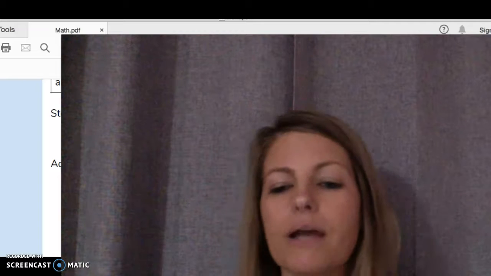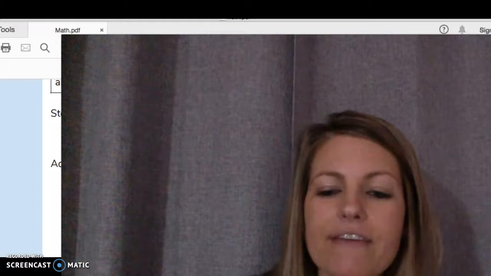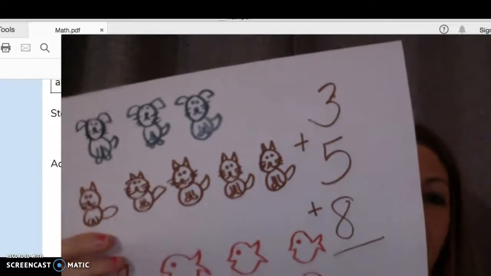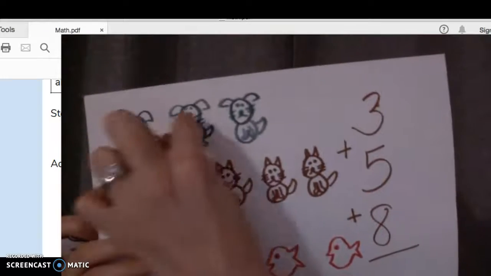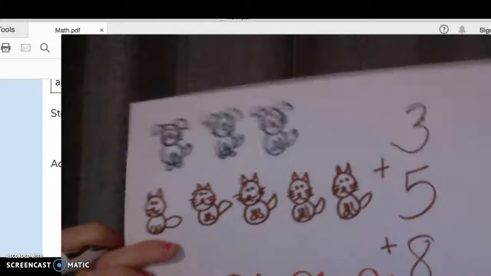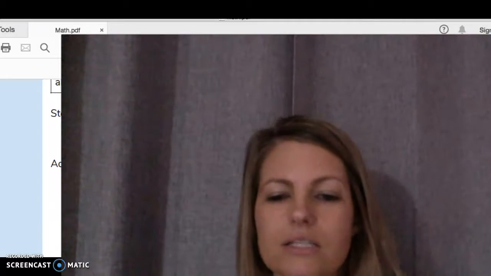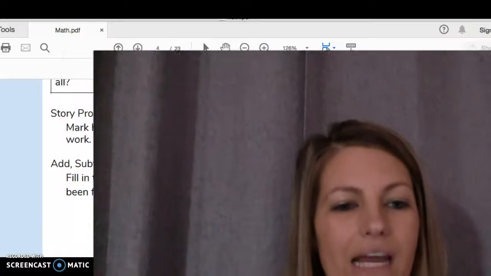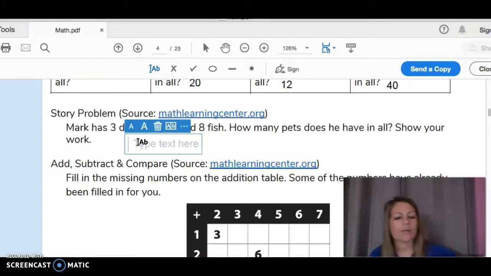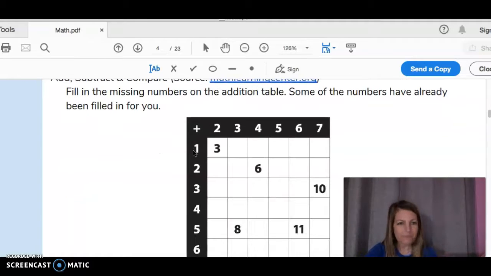Well, if I made this into a number sentence, it would be 3 dogs plus 5 cats plus 8 fish equals blank. Okay. I could also draw a picture like the one that I just did and add up all the animals that I see. 1, 2, 3, 4, 5, 6, 7, 8, 9, 10, 11, 12, 13, 14, 15, 16. So, how many animals does Mark have altogether? He has 16 animals. So I'm going to go back onto my worksheet and write in 16 pets. He has 16 pets.